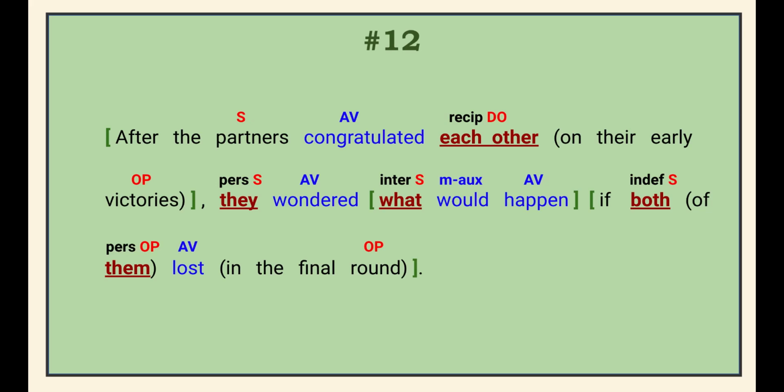What is our next pronoun? It's interrogative because it indicates something that is unknown. It is acting as the subject of the verb would happen. The next pronoun is both. It's indefinite and it acts as the subject of the verb lost. The last pronoun is them. It's personal, it refers back to the partners, and it is acting as the object of the preposition of.